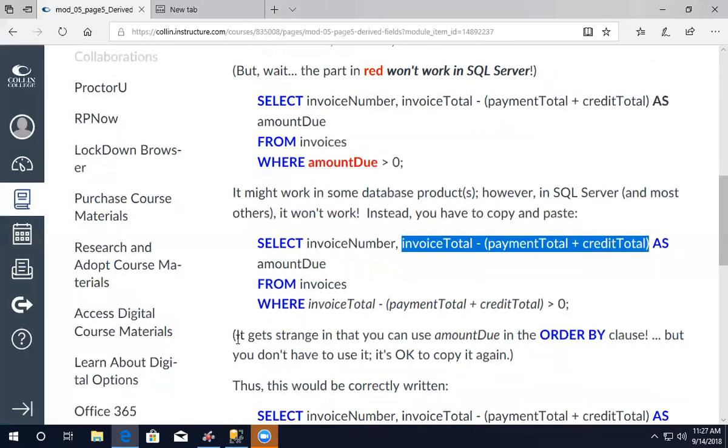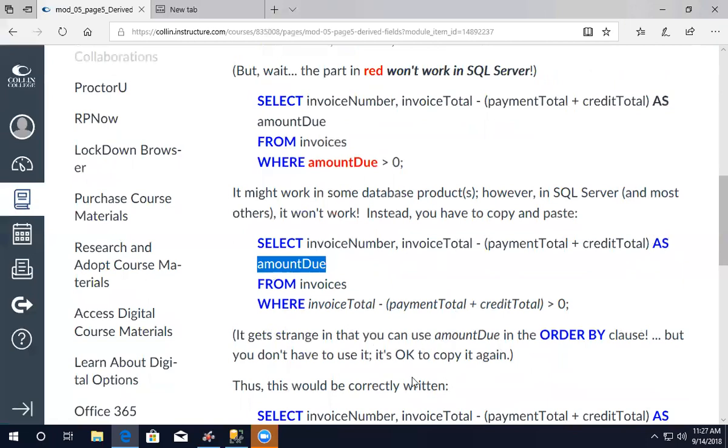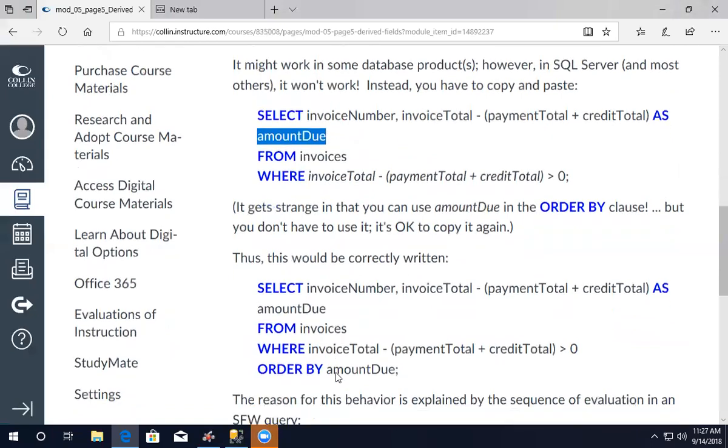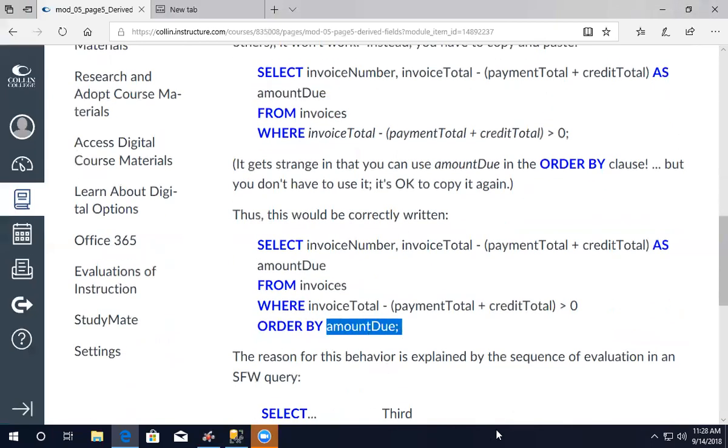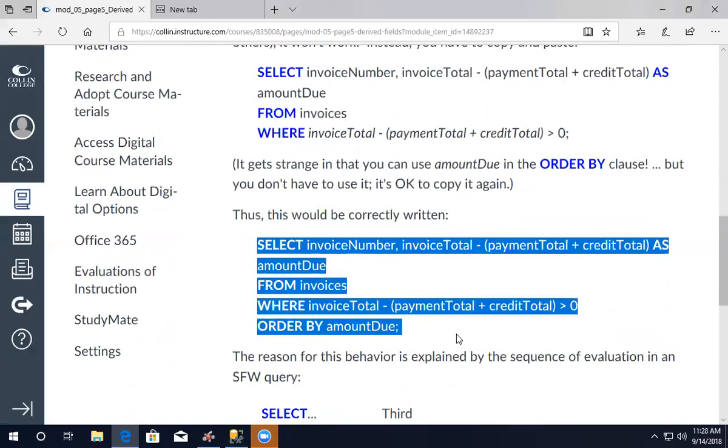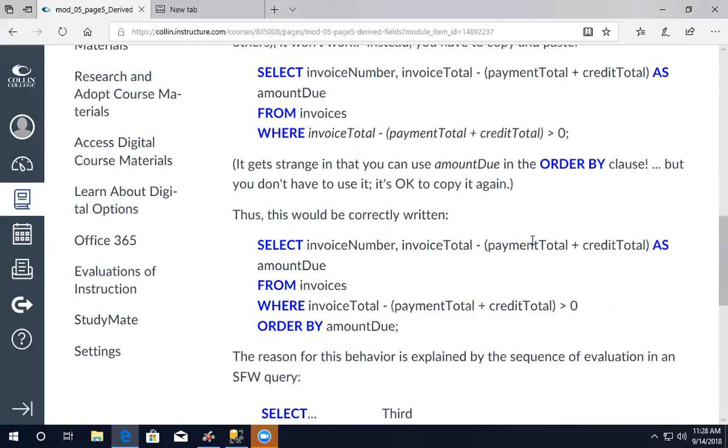Now, this gets a little strange, because you can use this identifier, amount due, in the order by, so you can order by amount due, but you cannot have amount due in the where line. Okay, now this needs a little explanation. Order by amount due is perfectly legal. This is fine. If I were to run this, it would run, and we would only get rows where the amount due was greater than 0. But I had to write this in the where line. Okay, here's why.